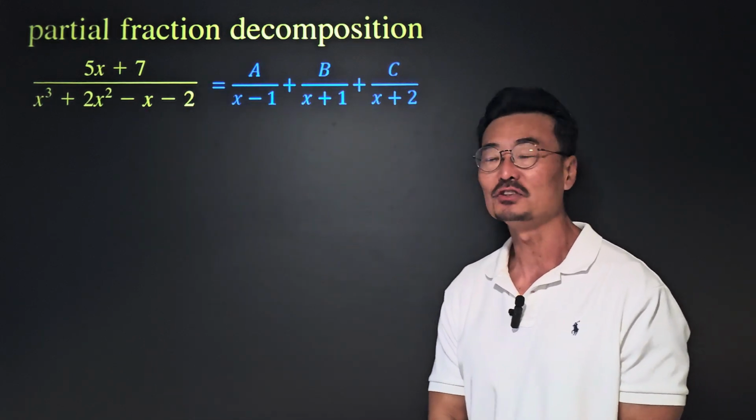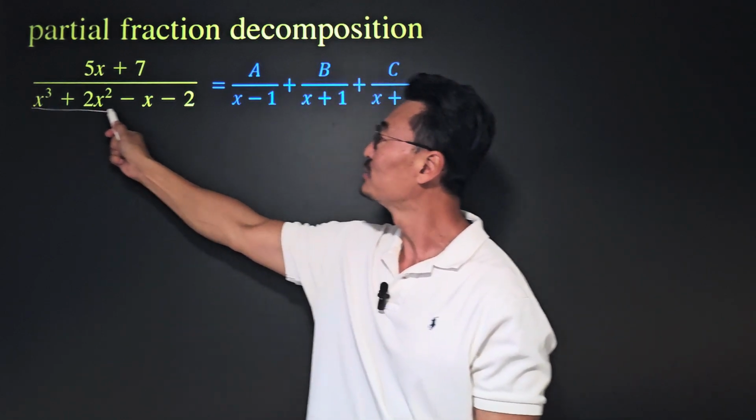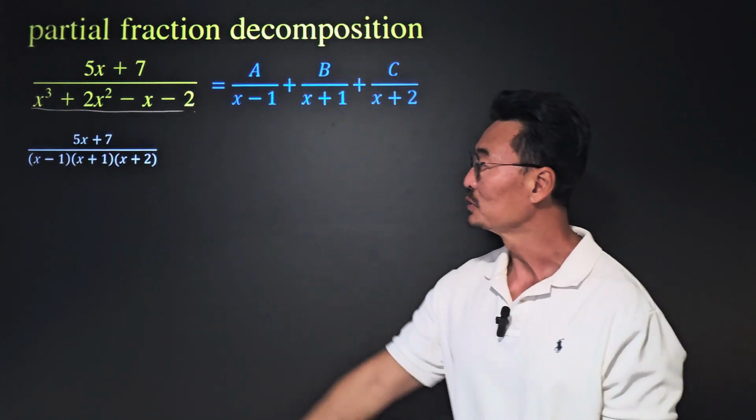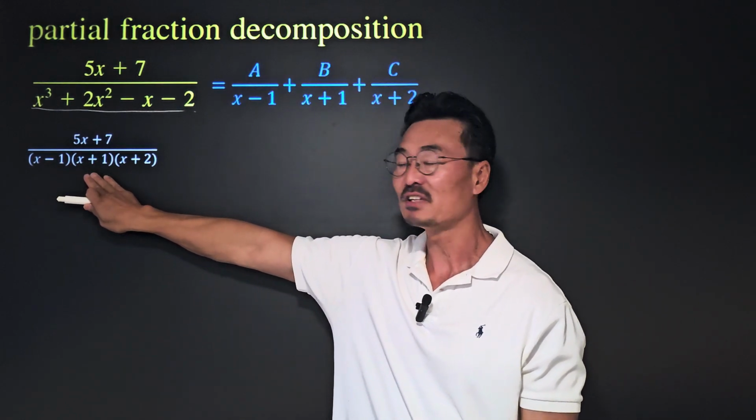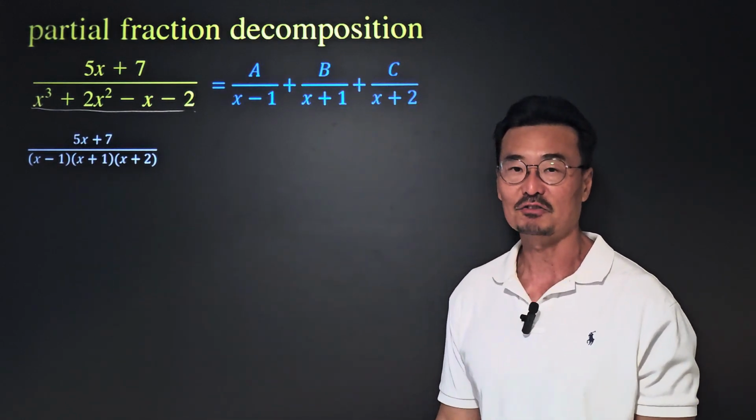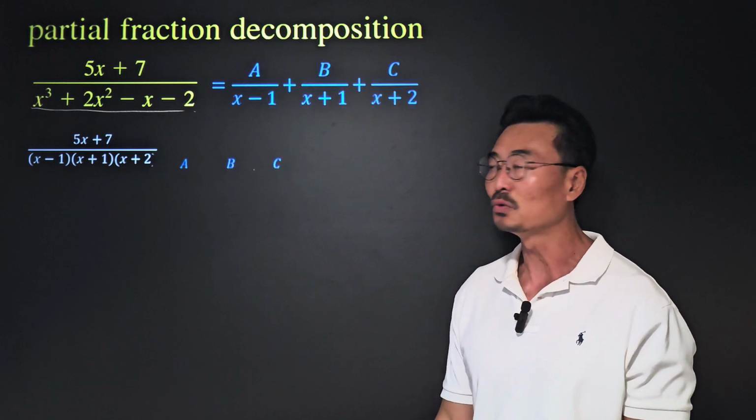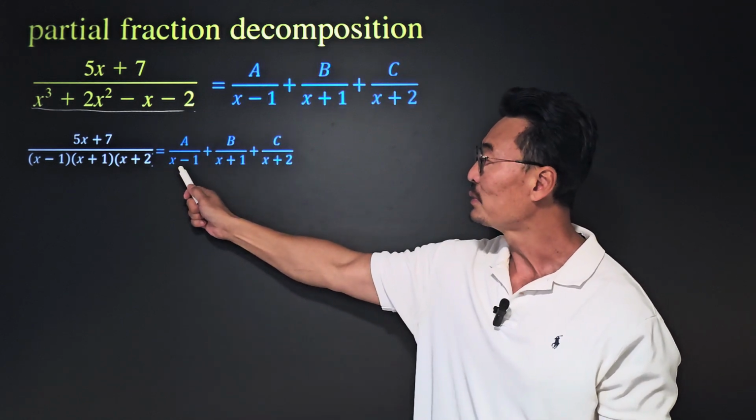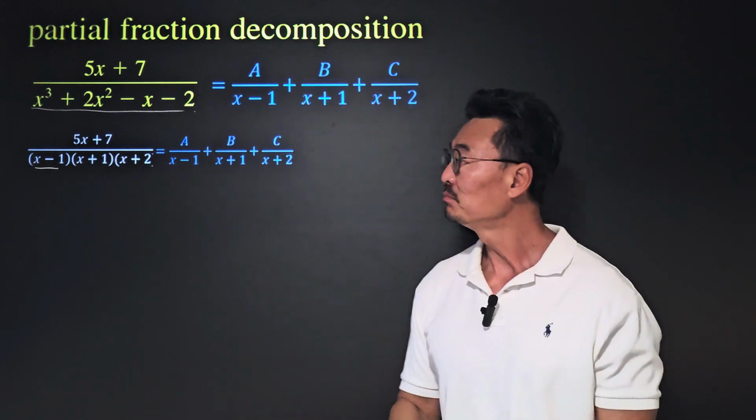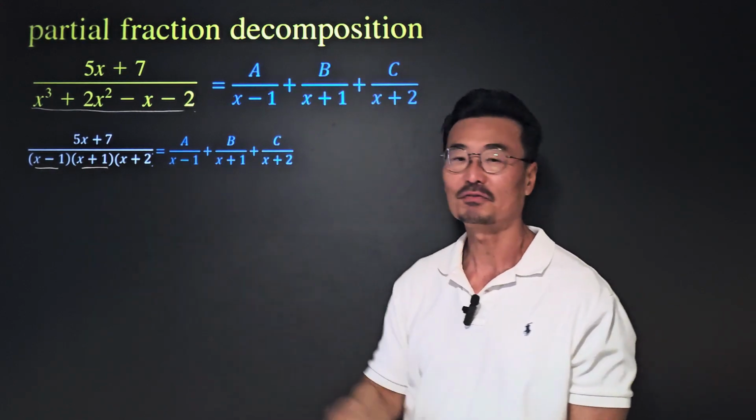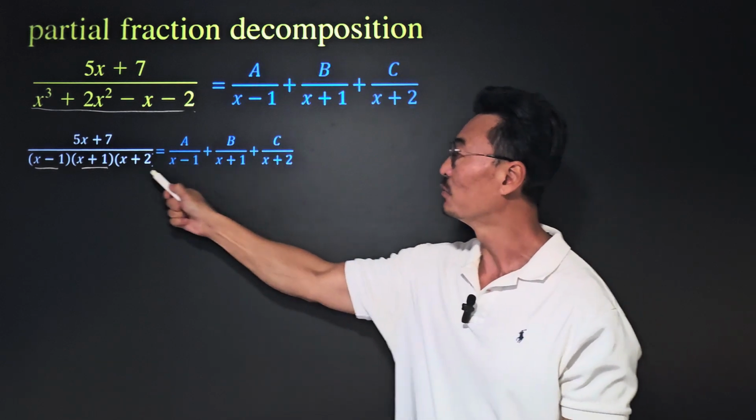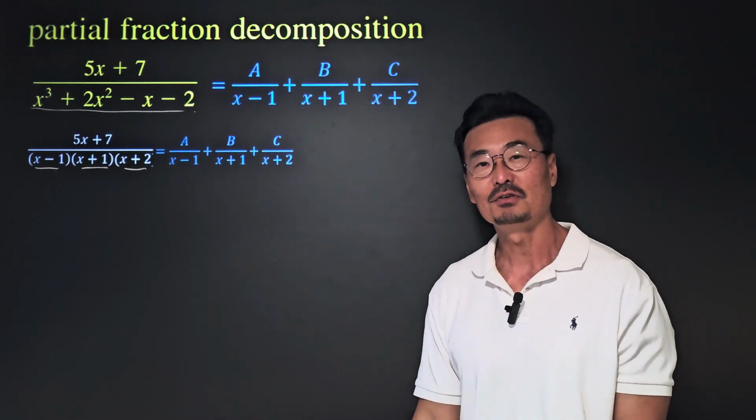So the first thing that we have to do is go ahead and factor the denominator, which will be x minus 1 times x plus 1 times x plus 2. And then we'll set that equal to A over x minus 1, B over x plus 1, and finally C over x plus 2.